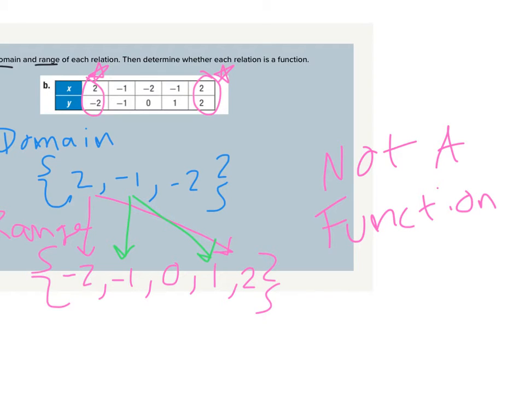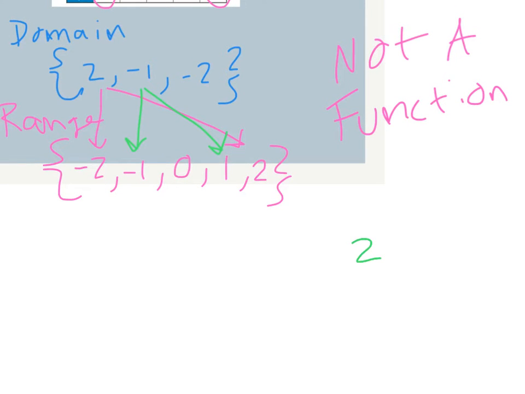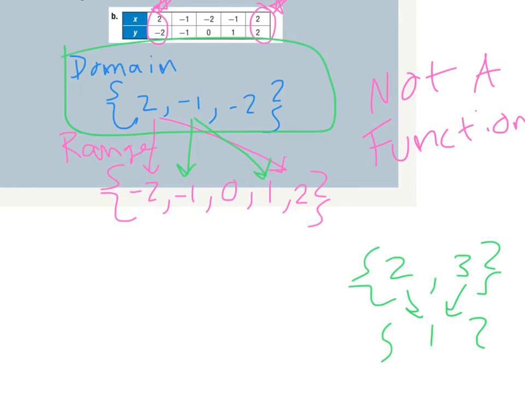So wait, you have 2 x values for one y value? Yeah, like in the last one, how we had 2 and 3 in our domain, and then we had, let's just say, 1 in our range. We can have 2 domain values that point to 1 in the range, but we can't have 1 in the domain that points to 2 in the range. So you just can't have 2 arrows coming out of one number in the domain. Okay.